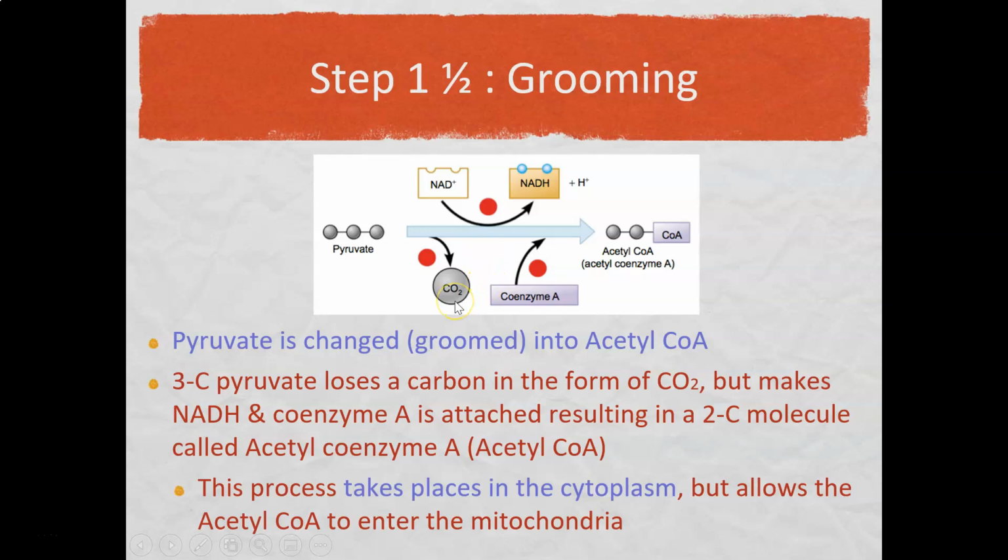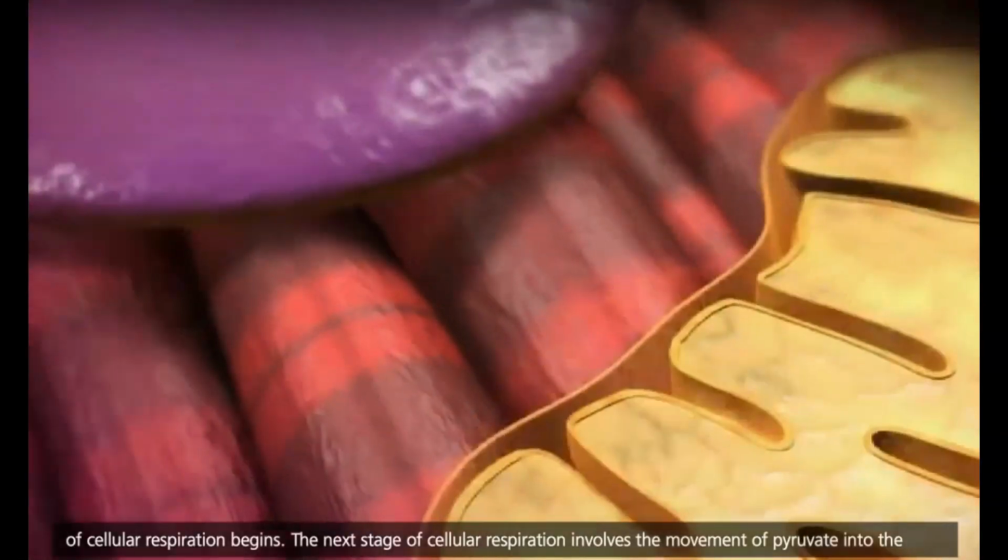So I get 2 molecules of carbon dioxide off for every glucose that goes in. I need 2 coenzyme A's for every glucose that goes in. I make 2 acetyl-CoAs for every glucose that goes in. I make 2 NADHs for every glucose that goes in. Okay, so just be aware of that, be careful of that.